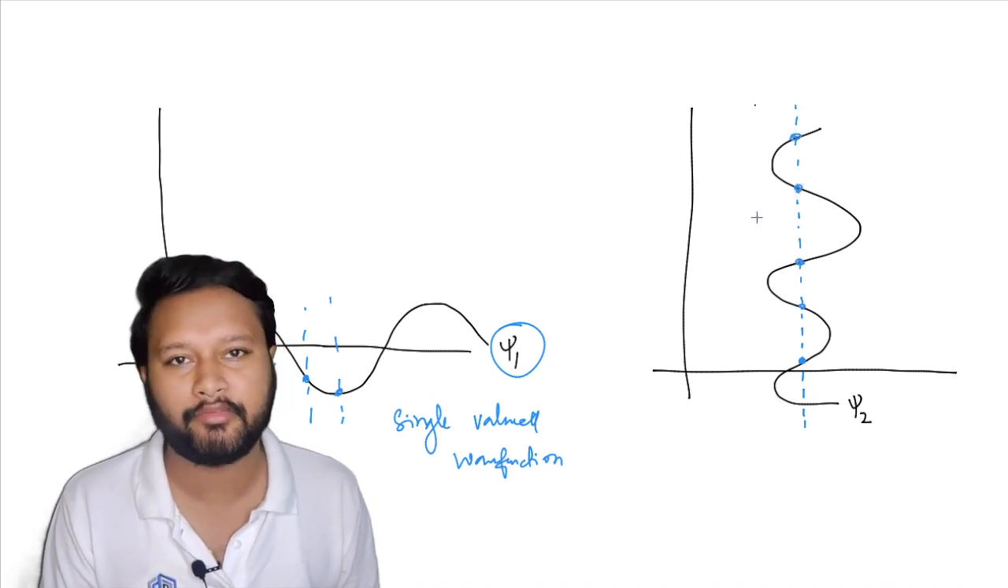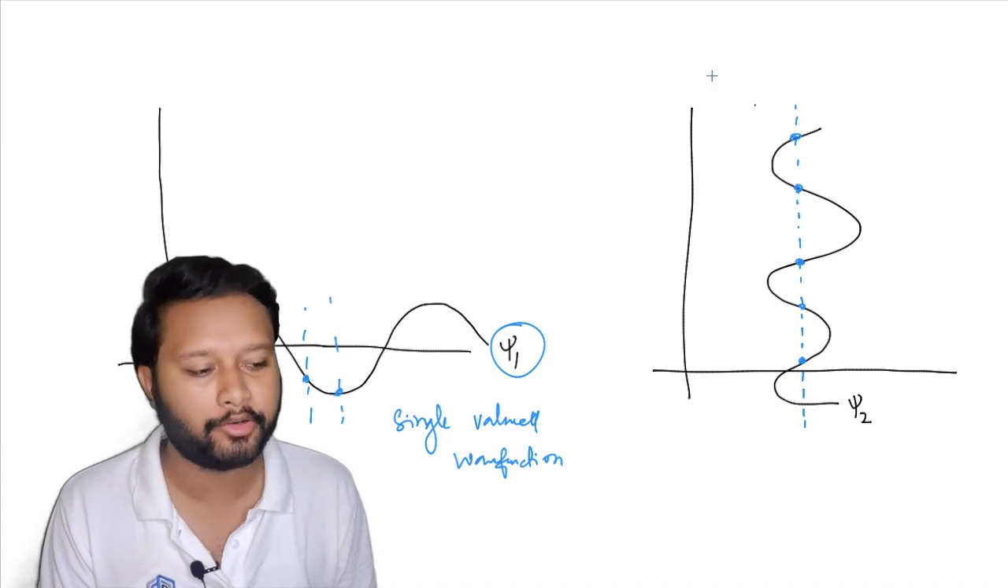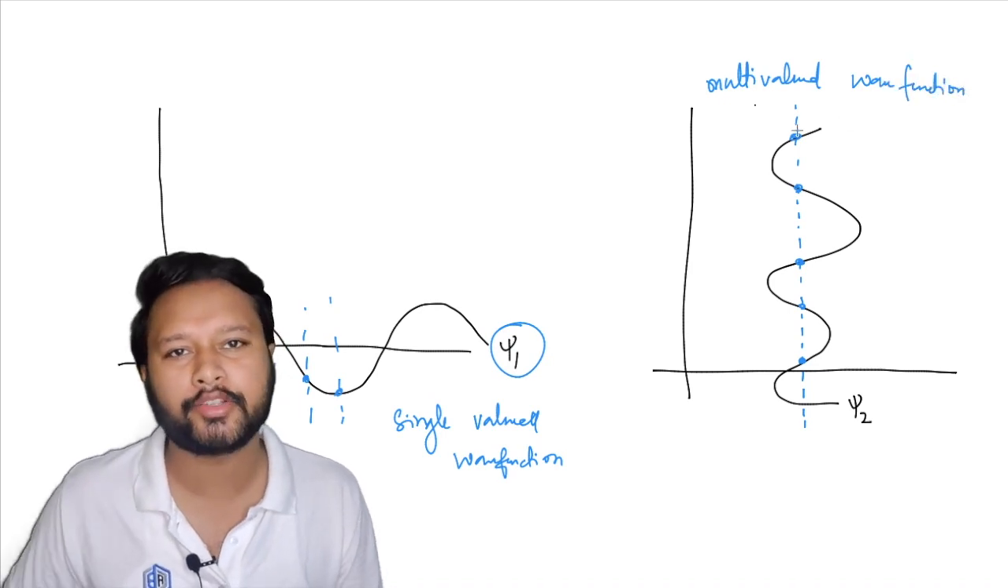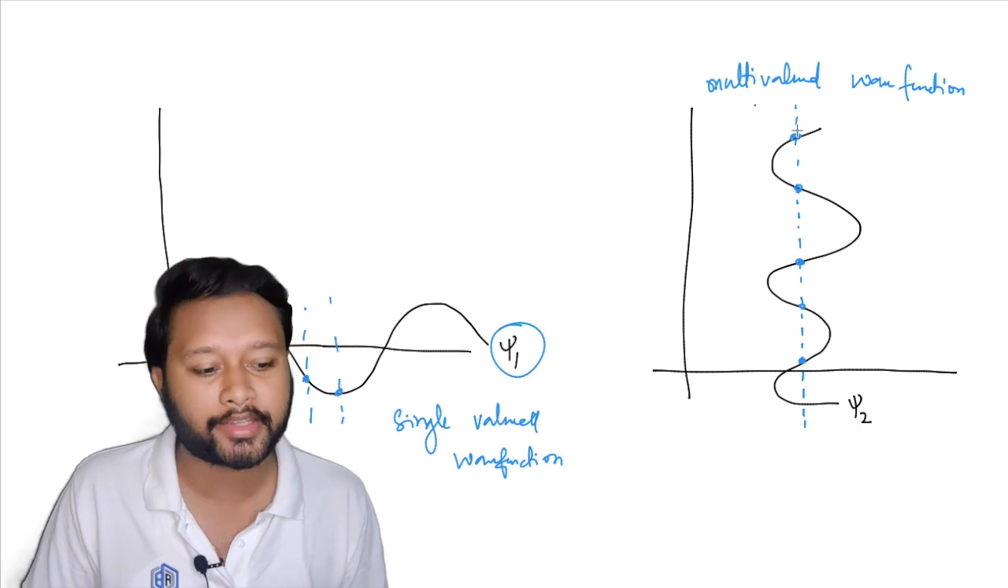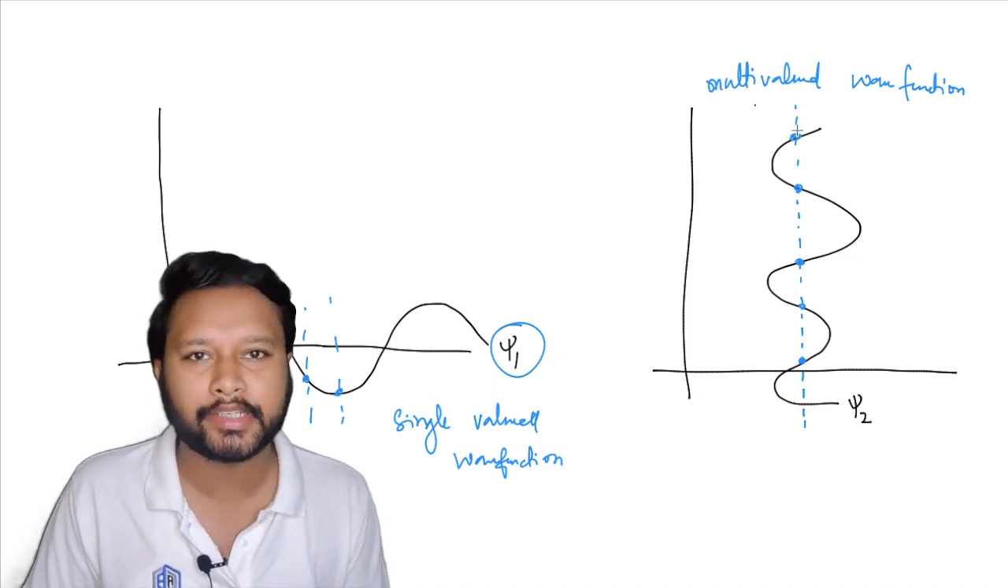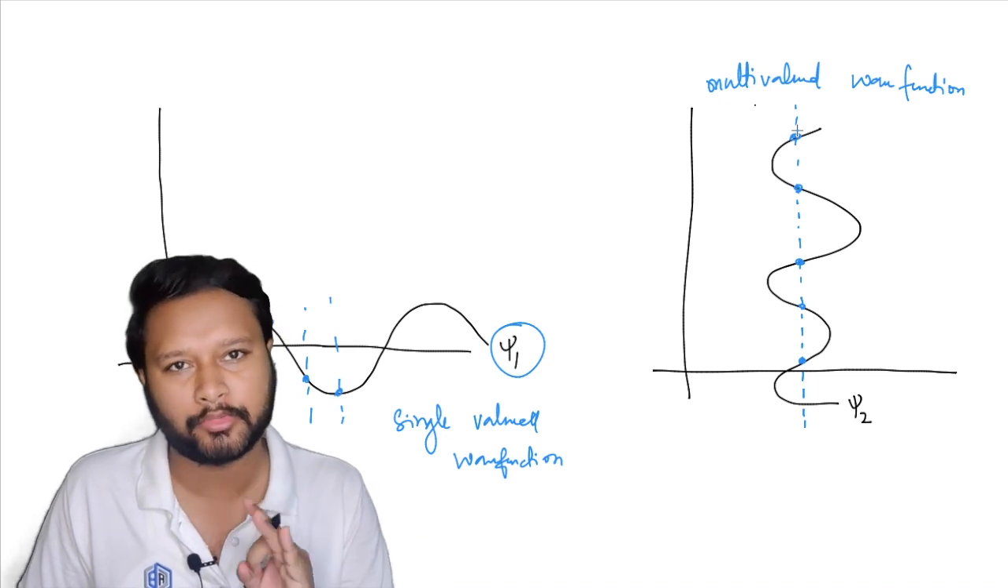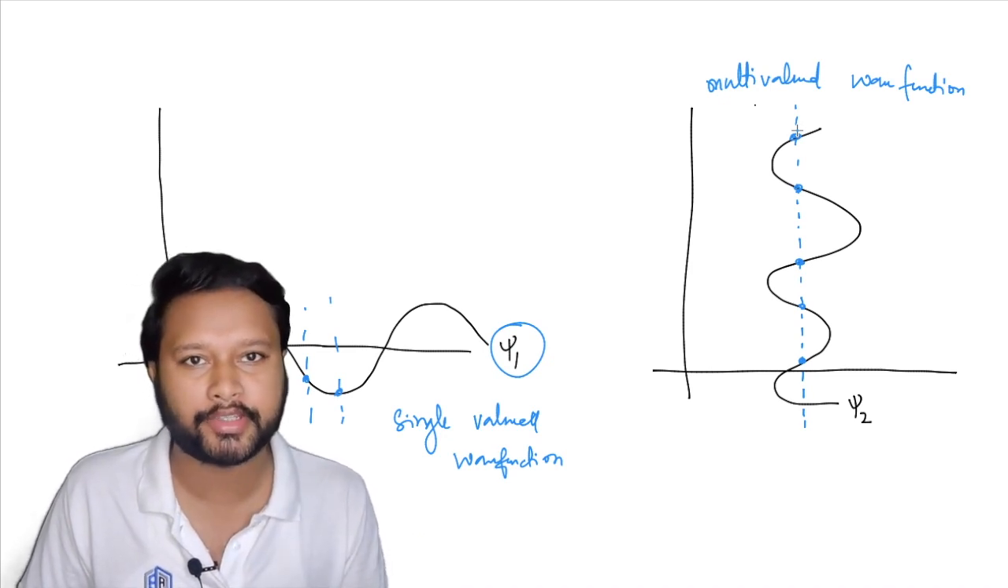So it's not a single valued wave function, it's a multi-valued wave function. Now why is this point so important? Why does a particular wave function have to be single valued? What is the significance of this? This is the theory that it has to be single valued. Now we'll try to understand why it is actually needed.